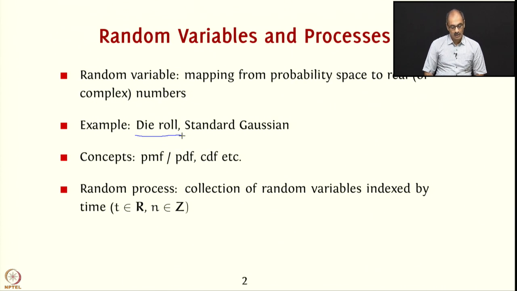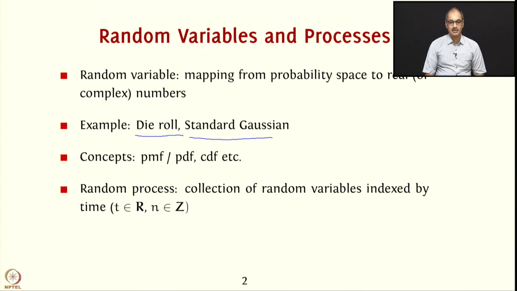An example of a continuous random variable is the standard Gaussian. In the case of a Gaussian, you know that the probability distribution function has a bell shape, and generating a random number from the standard Gaussian essentially yields a realization of a random variable that has a probability distribution function corresponding to the Gaussian.